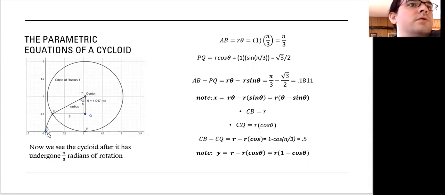See this x coordinate, the difference between the x coordinate of AP is going to be AB minus QP, easy enough to find with trigonometry using the sine function. And then for the y, we know that the y position is going to be CB minus CQ, or BQ. And that'll give us r times 1 minus the cosine of theta, as that side of the parametric equation.